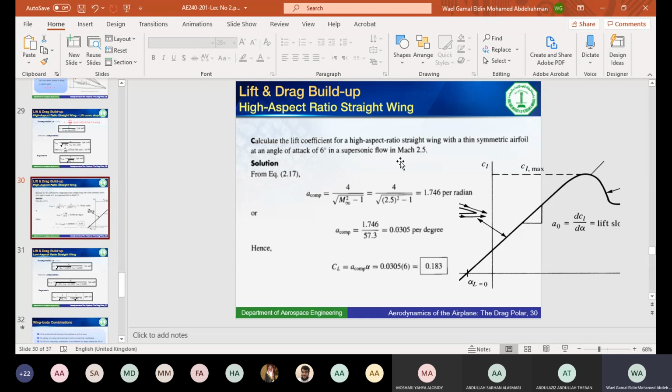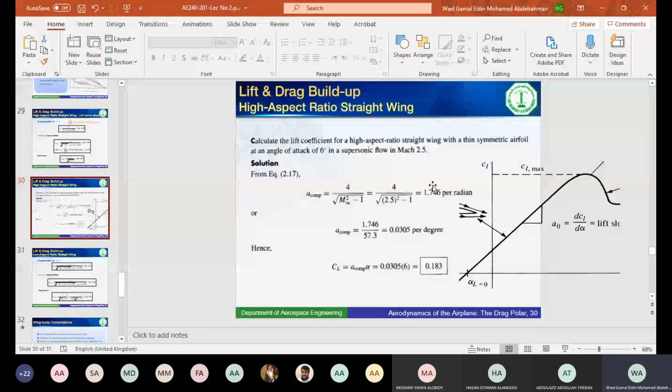Is this clear? Doctor, what is the 57.3? Oh, it's that, you see, if I ask you 1 radian equals how many degrees, how do you find it? 180. It's 180 over 2 pi, right? Yeah. 180 over 2 pi is 57.3. Okay, so think of it as the conversion from radian to degree.